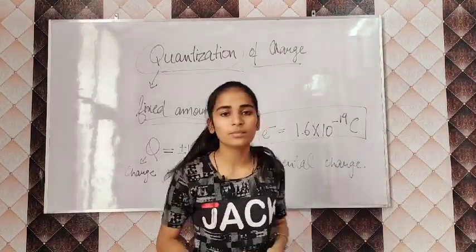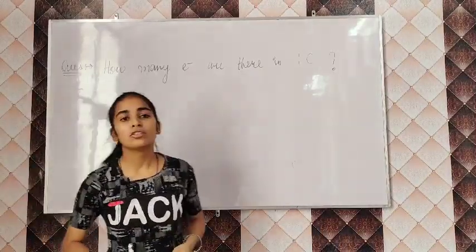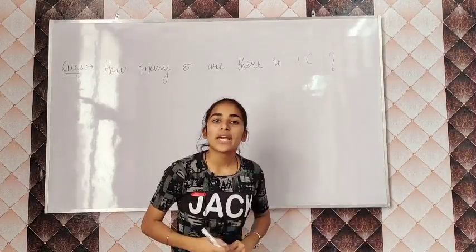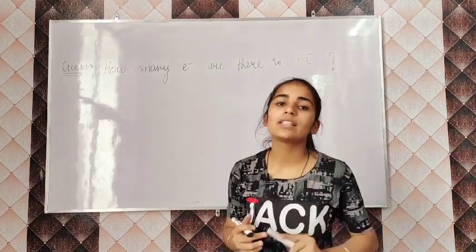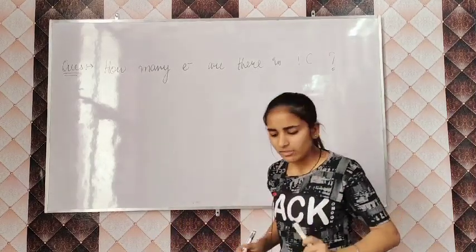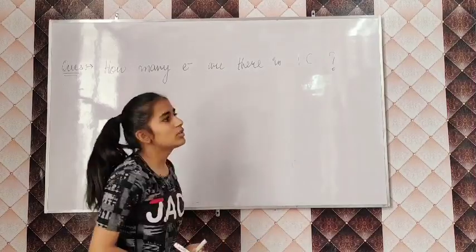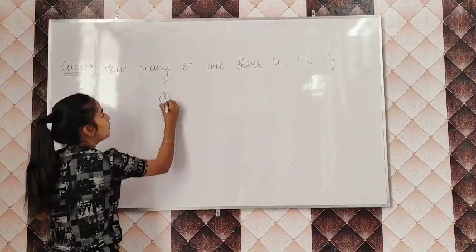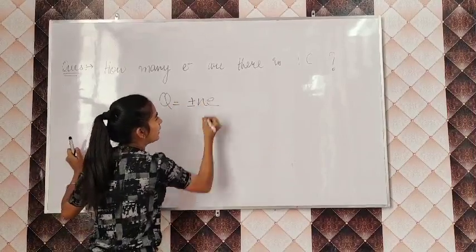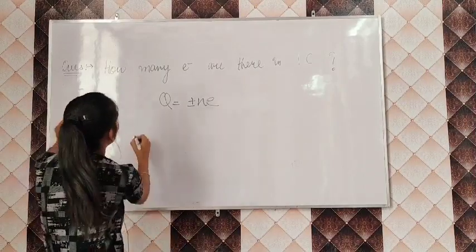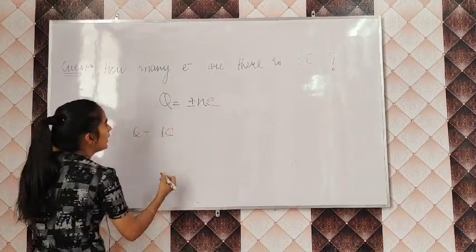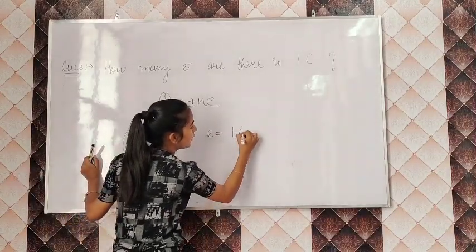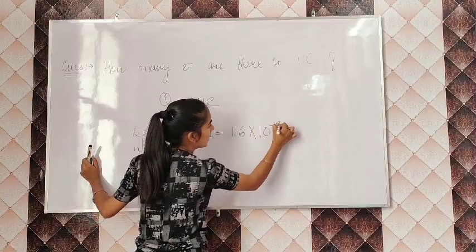Let's take a question. How many electrons are there in 1 coulomb charge? We have often said that 1 electron carries 1.6 into 10 raised to power minus 19 coulomb of charge, but have we ever thought how many electrons are there in 1 coulomb charge? Let's calculate with the formula Q is equal to ne. Here Q is given as 1 coulomb, n is to be found, and the charge on an electron is 1.6 into 10 raised to power minus 19 coulomb.